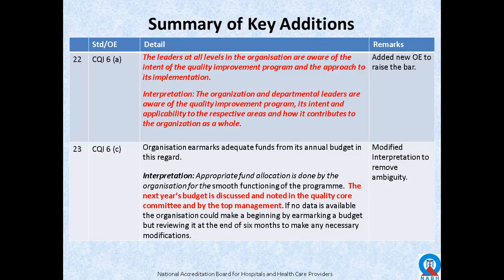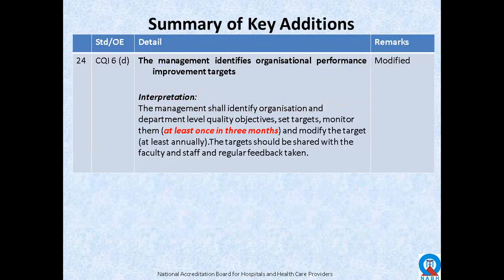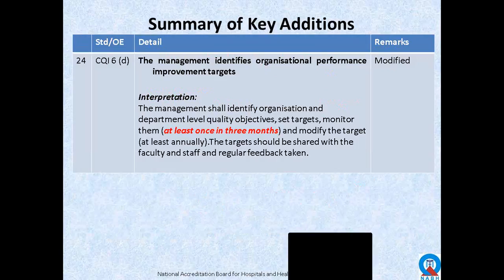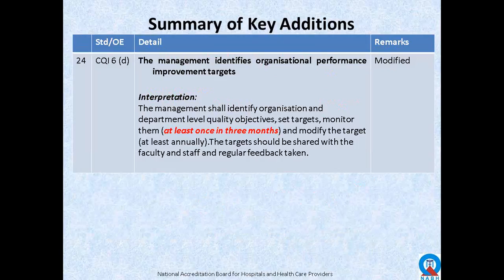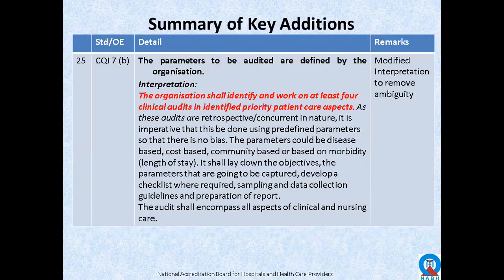6C, changes that the next year's budget is discussed and noted in the quality core committee and by the top management, that has been added. Management identified the CQI 6D, so that has been modified. The management identifies organizational performance improvement targets, which is said at least once in 3 months, has been introduced. The parameters to be audited are defined by the organization. The organization shall identify and work on at least 4 clinical audits in identified priority areas, priority care aspects.